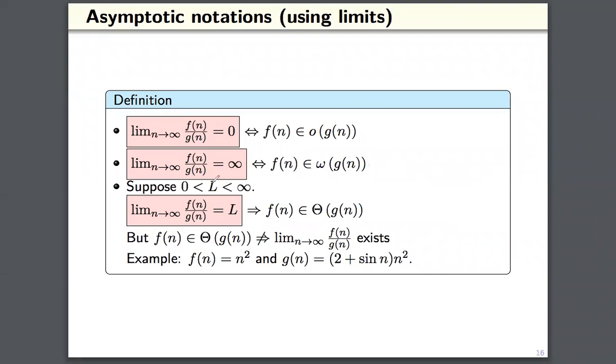Next, suppose L is a finite number, between 0 and definitely not infinity. A finite number greater than 0. And suppose the limit of f of n divided by g of n as n tends to infinity is L. Then it implies that f of n is in theta of g of n.